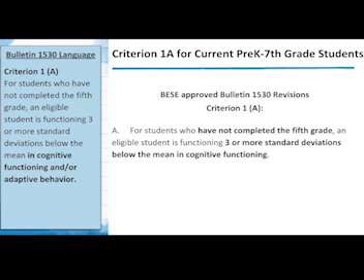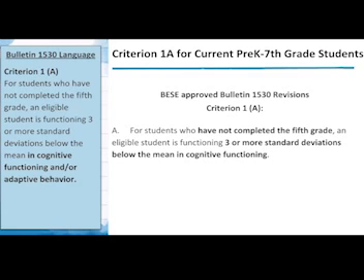The BESE approved changes to the policy are located in the center of the slide for Criterion 1, subsection A, and now read, for students who have not completed the 5th grade, an eligible student is functioning 3 or more standard deviations below the mean in cognitive functioning. Criterion 1, subsection A, has been revised to remove the phrase and/or adaptive behavior. The requirement in this subsection now only includes measures of cognitive functioning.